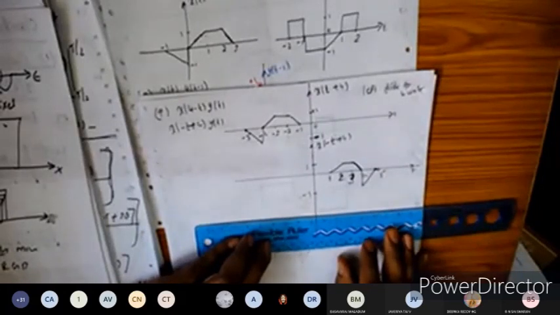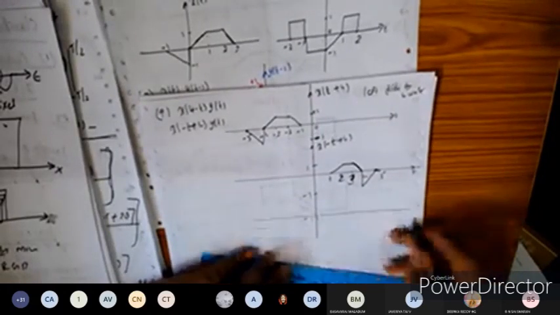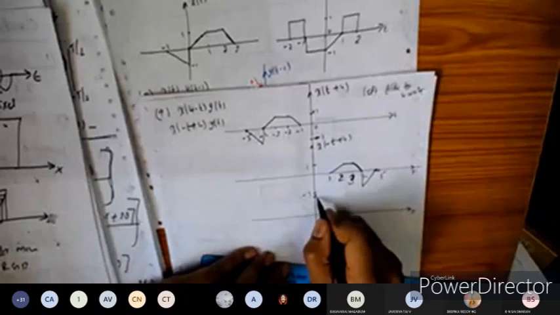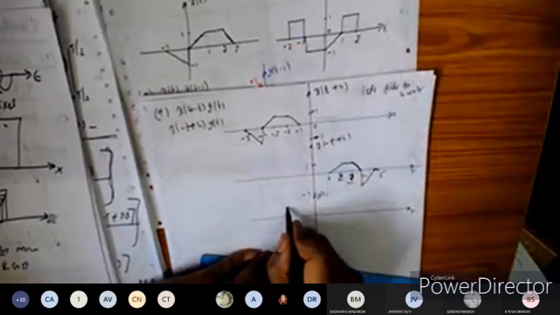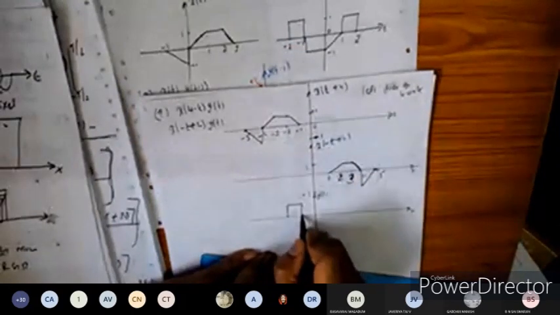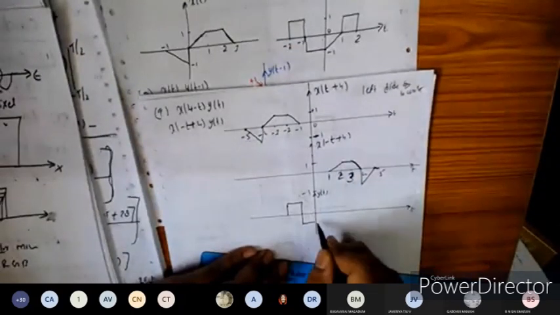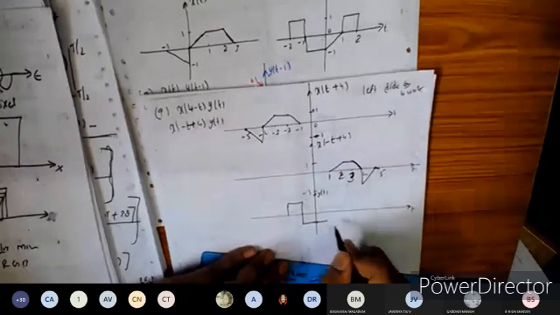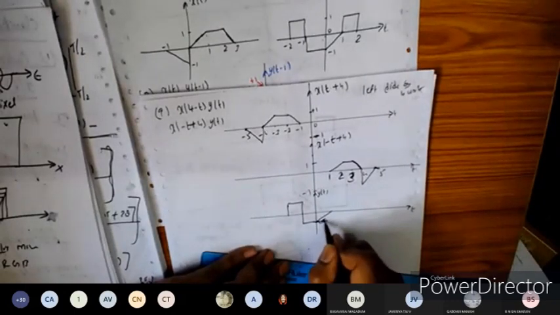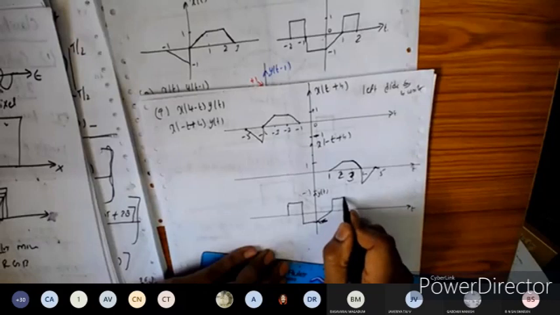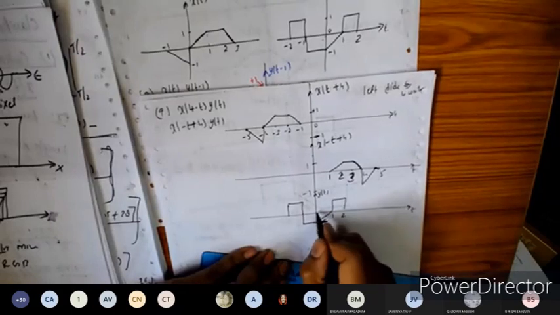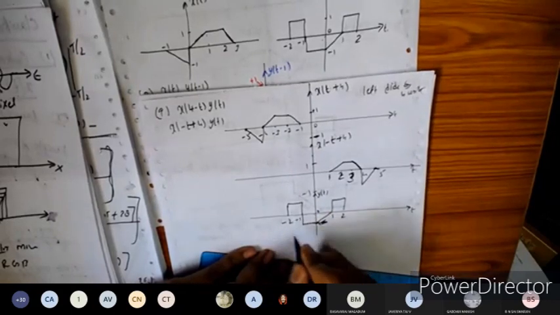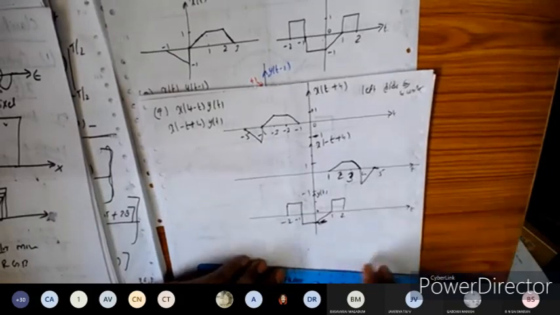Next, let us plot the waveform called y of t here. So this is the waveform of y of t. It will be like this. So at minus 2, it is going to begin. Minus 1. Sorry. So it will be like this. It will be from 1 to 2. It will be like this. Okay. So this is y of t we will get here.